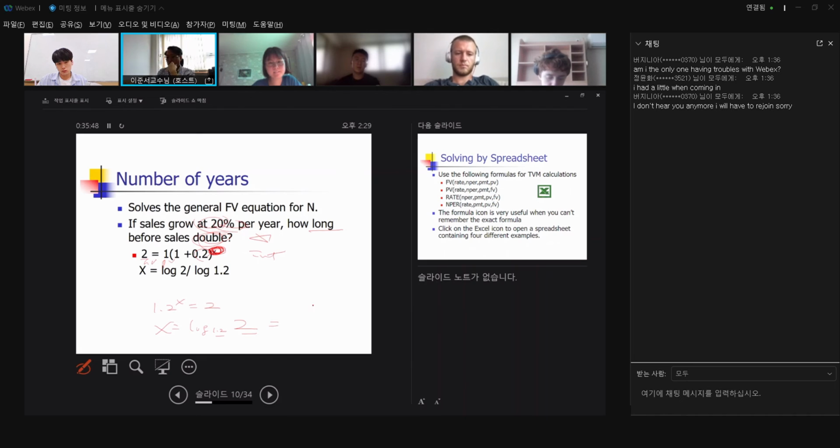So how can you solve this one? Log 2 divided by log 1.2. So the number of years it takes to double is, the answer is, how many years? 3.8 years. So after 3.8 years, we can have the double. Okay, if the interest rate is the growth rate, sales growth rate is 20%, that's the number of years, right?